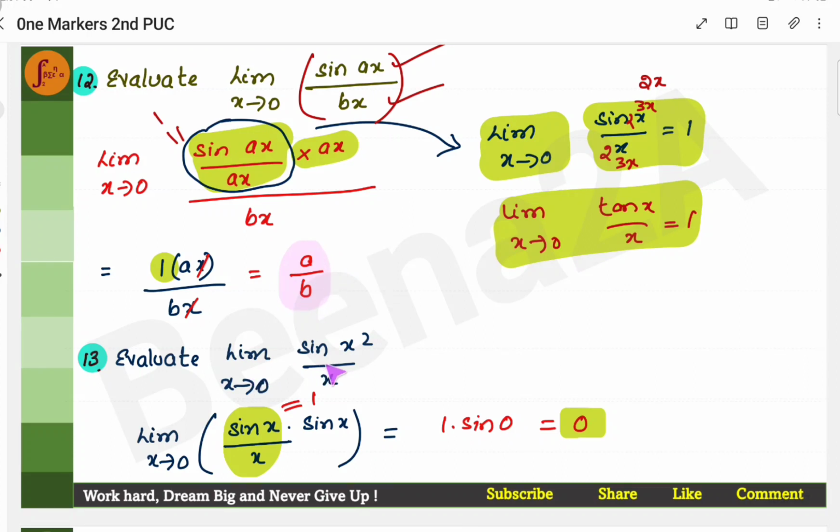Now the next problem. Here I have sin x square by x. What will I do? I will write sin x square as sin x into sin x by x. So I'll take this sin x by x, and apply the theorem: sin x by x is 1. So I'll get this as 1, and then I'm left with sin x. I'll leave the sin x as it is, and instead of x, I'll put 0. Sin 0 is 0. So the answer becomes 0.